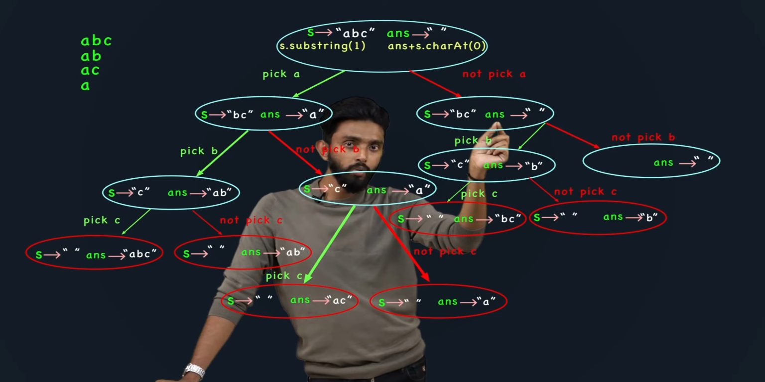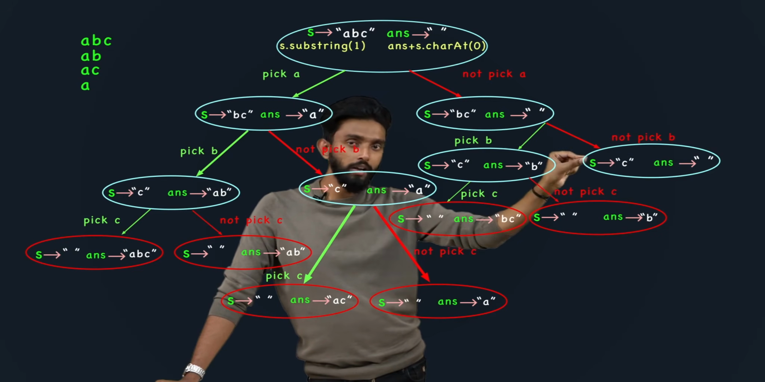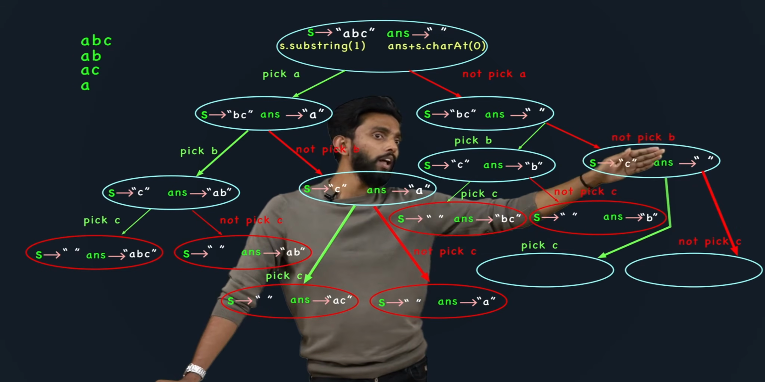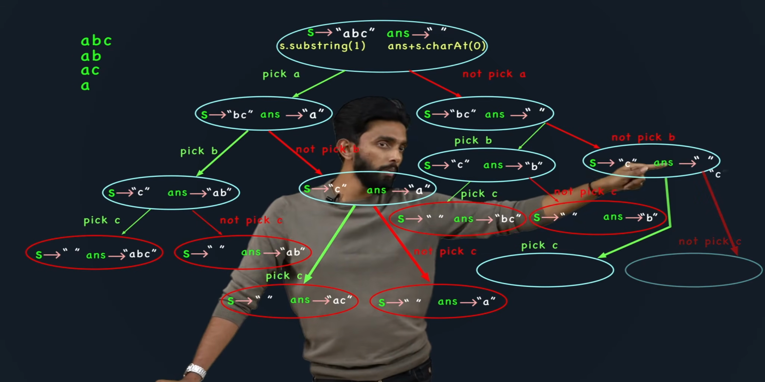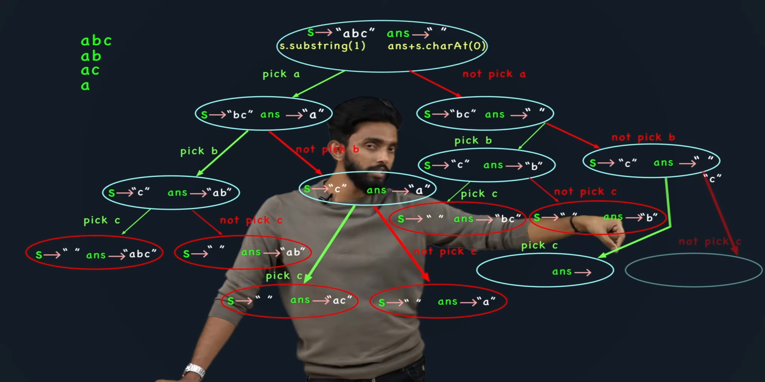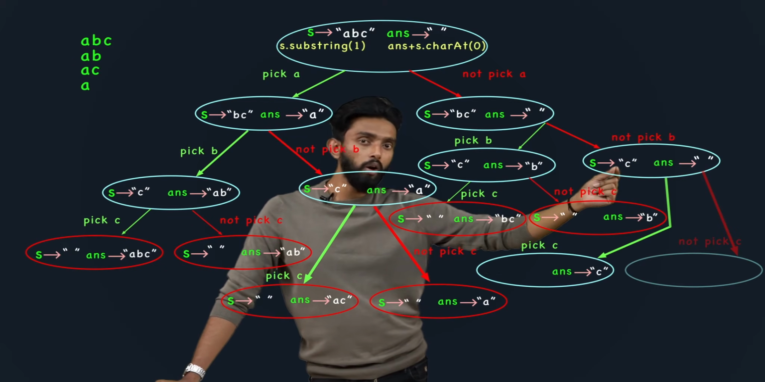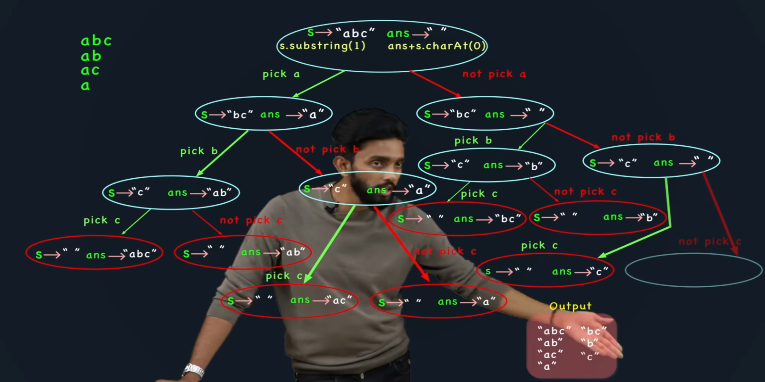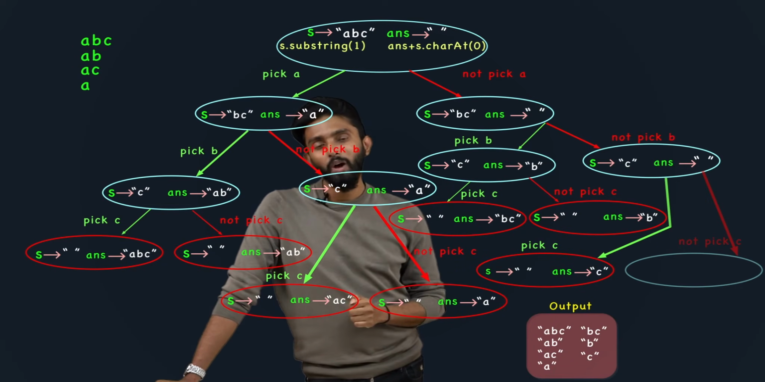Substring you will find, this will reduce in length, you will get C, send C. Again two options, pick C, not pick C. Not pick C means don't attach, pick C means attach it to the answer. So I'm concatenating, empty string will become C, send it there. This substring of 1 means it will become empty. If it is empty, then I have hit the base condition, print the answer C. Are we able to think?